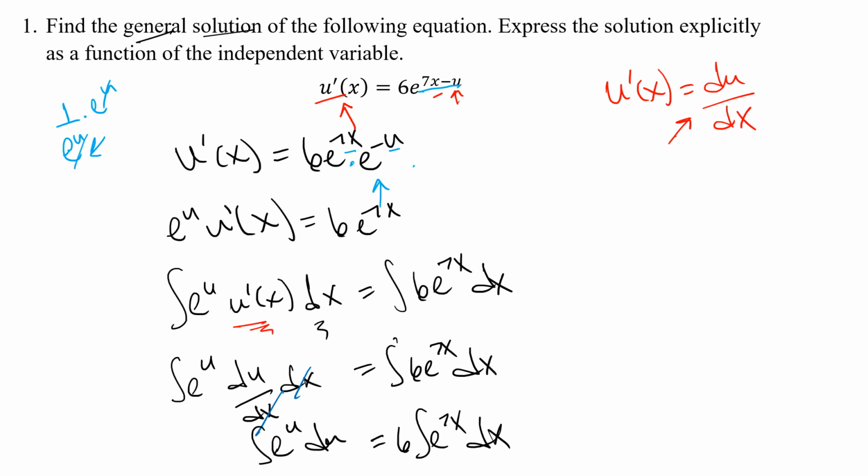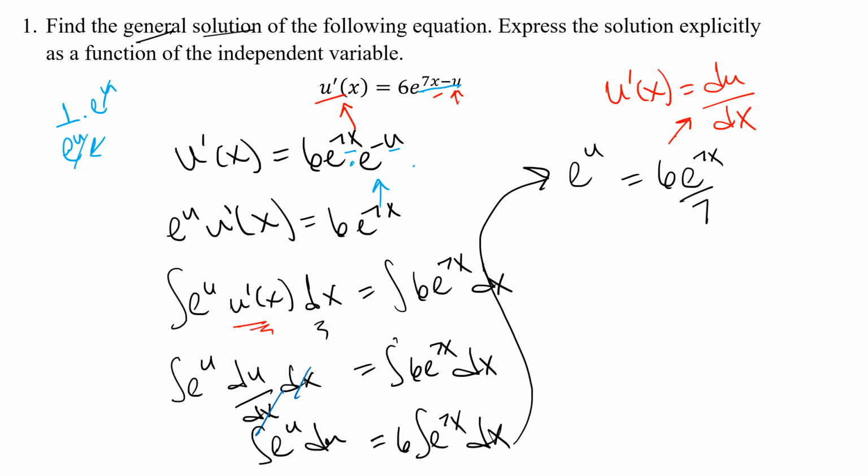Now that it is separable, let's go ahead and find the integral of both sides. We know, of course, the integral of e to the u is just e to the u. Then over here, we have the 6 out in front, and again the integral of e to the 7x is just going to be e to the 7x divided by the 7.